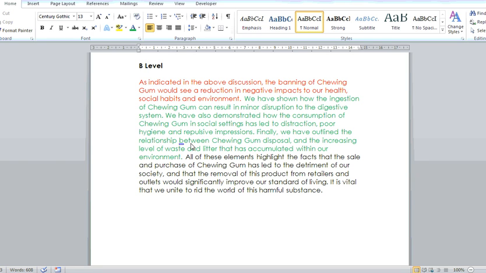Finally, we have outlined the relationship between chewing gum disposal and the increasing level of waste and litter that has accumulated within our environment. Again, more specific, more information, more relevant to the direct examples that were being used, and by extension, more effective. Now, as well as that, we can see that the ingestion of chewing gum can result in minor disruption of the digestive system.